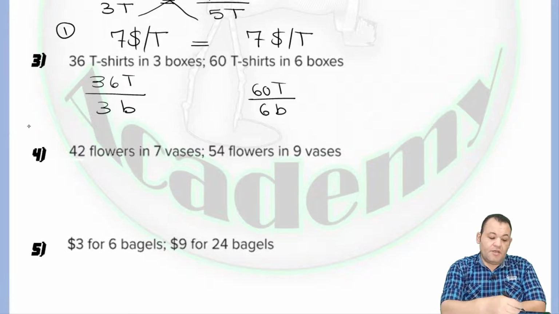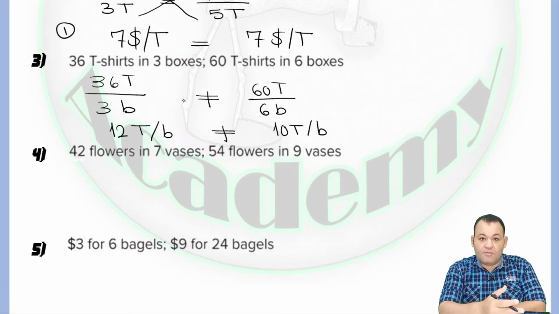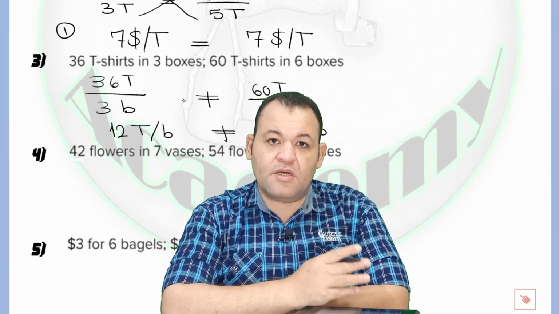By dividing, 36 divided by 3 equals 12. It means for each one box, we have 12 t-shirts. And for the second one, 60 divided by 6 equals 10, so we have 10 t-shirts for each box. If you look at the two unit rates, they are not equal. It means the two rates are not equivalent. So we can find it by using the unit rate or by using cross multiplication. And that's how we can find if the two ratios or the two rates are equivalent or not.